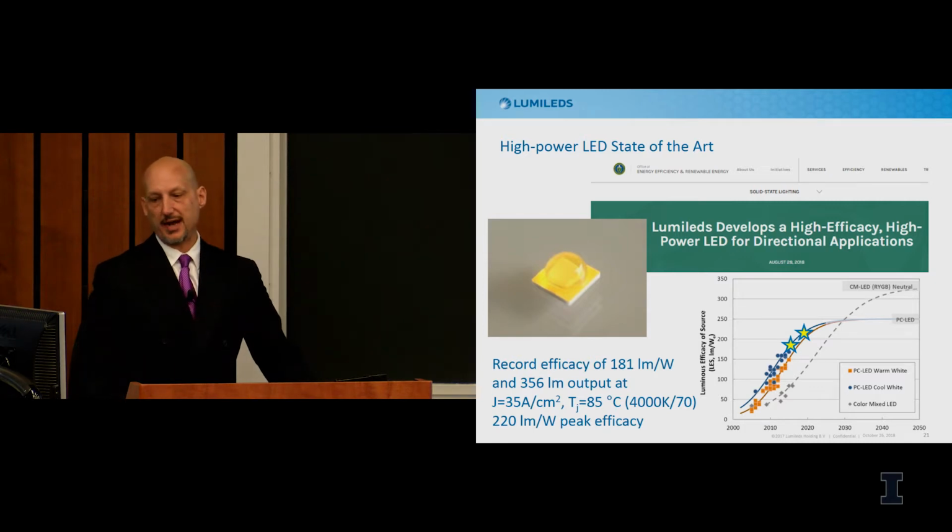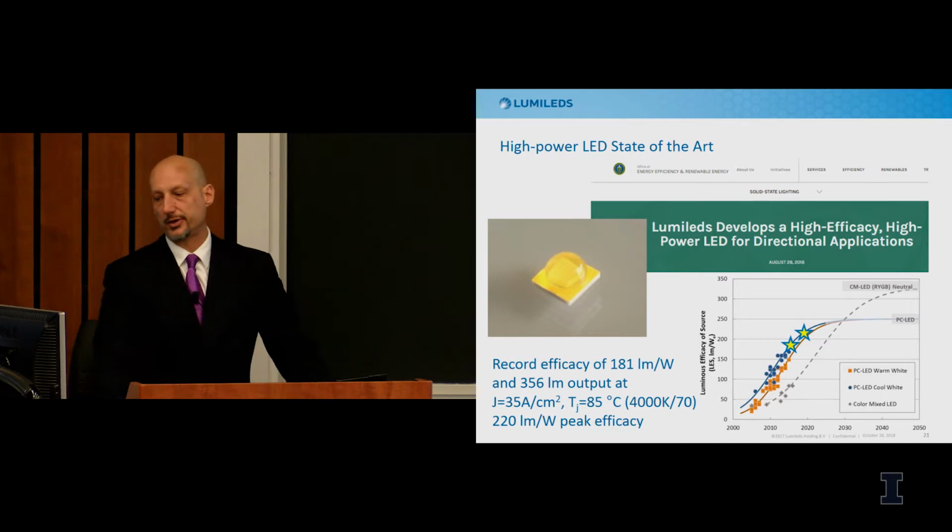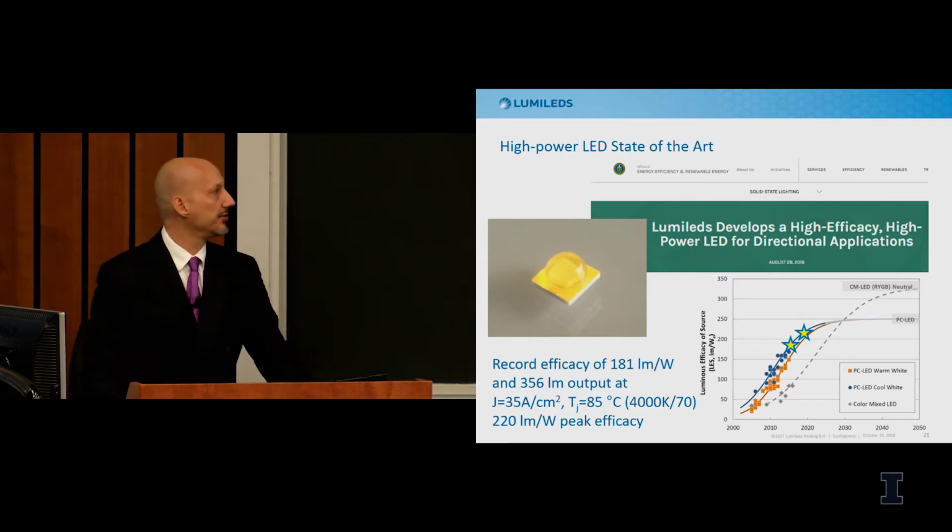This shows some of the highest performing devices. This is a Lumileds power device, which at higher power operates at 180 lumens per watt, and at lower current operates at 220 lumens per watt. And this is the thin film flip chip device that we showed earlier.